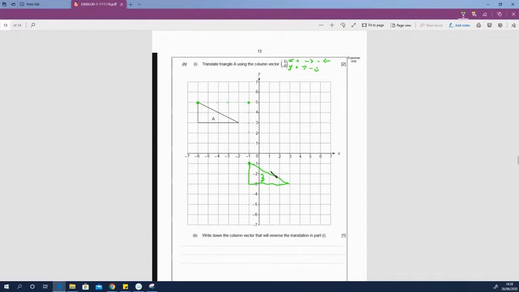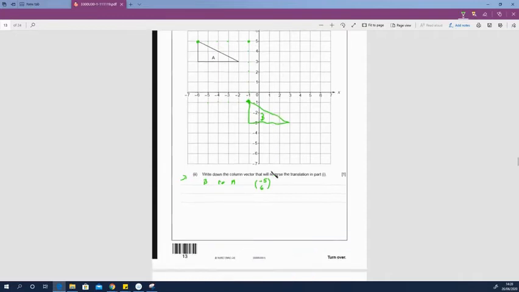Now, part 2 of this question asks us to write down the column vector that will reverse the translation. So if I wanted to take triangle B to A, I would move this point 1, 2, 3, 4, 5 places to the left. So that's -5. And then I would move it 1, 2, 3, 4, 5, 6. I'd move it +6 upwards. And that's a reversion of the translation.